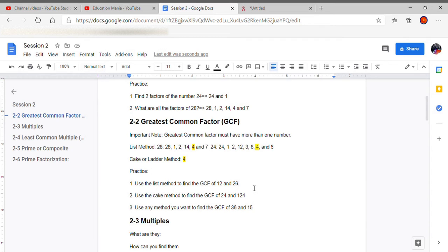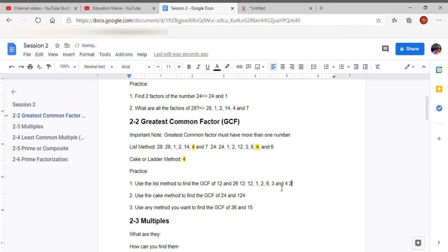So use the list method to find the GCF of 12 and 26. So let's list it. So for 12, we start, obviously, with 12 and 1. Next, we go to 2, and we know that 2 goes in with 6. Now we go to 3. 3 goes in with 4. Now we go to 4, but we realize that 4 is already here, meaning we can stop.